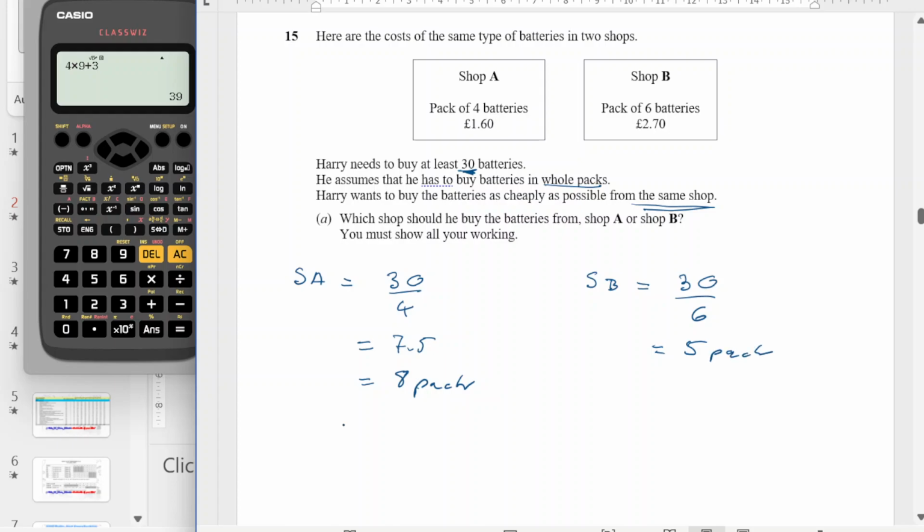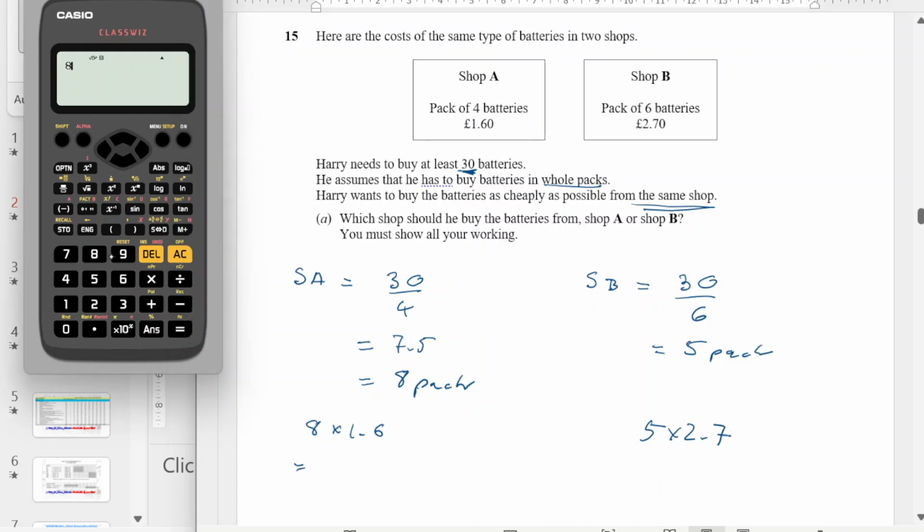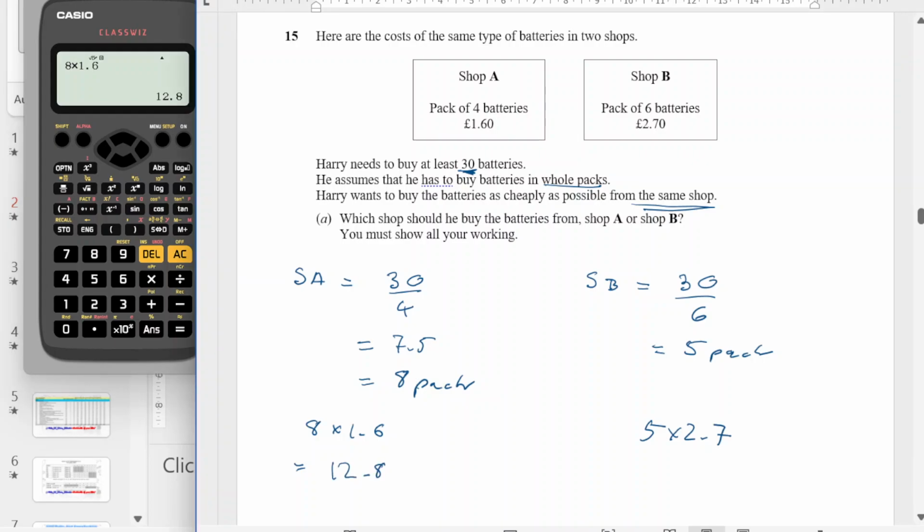Now if we look at the prices, so 8 times 1.6, and then we're also going to do 5 times £2.70 or 2.7. So now I go to my calculator. 8 times 1.6 gives me £12.80, and then 5 times 2.7 gives me £13.50.